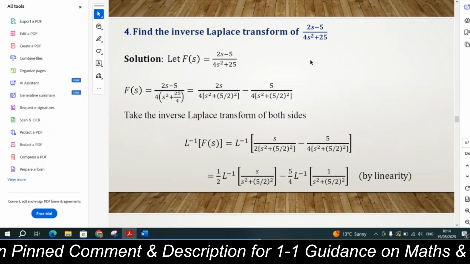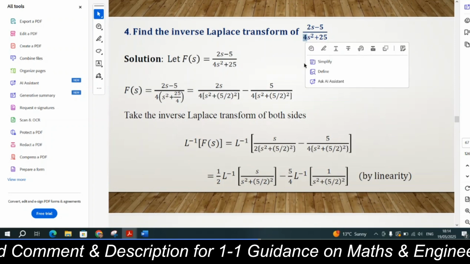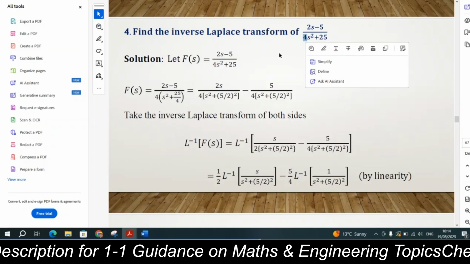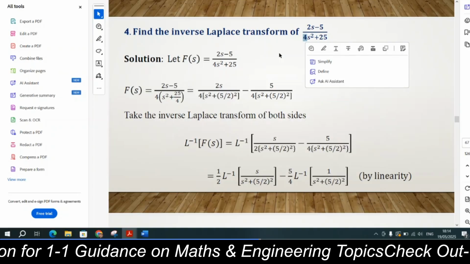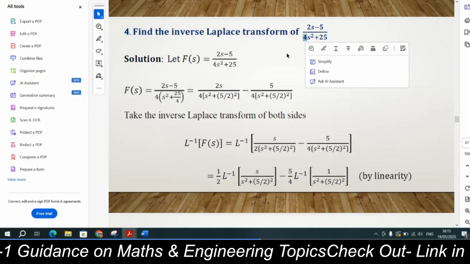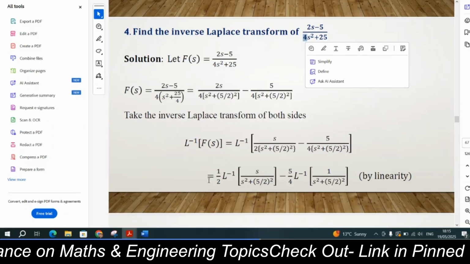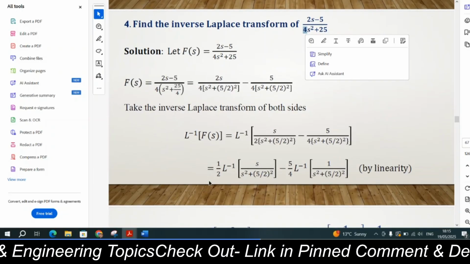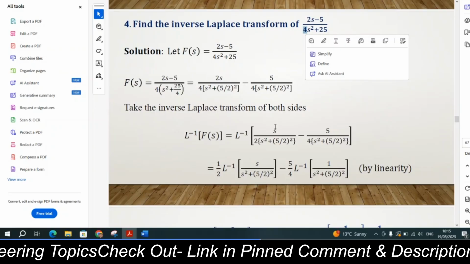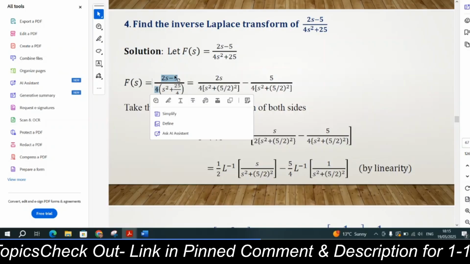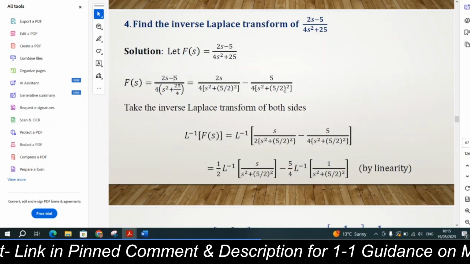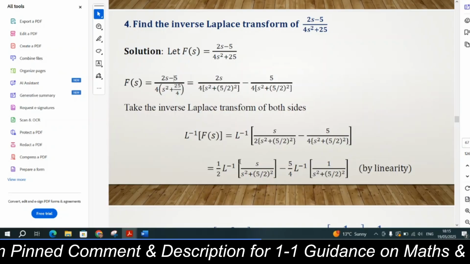Okay, shall we move on to the next one? Yes, sir. Inverse Laplace transform of (2s minus 5) upon (4s square plus 25). So far, in whatever problems we have done, we have seen that we do not have any coefficient on s square, which means we will have to remove the coefficient of s square before we can apply the inverse Laplace transform. And whatever we remove will come outside the inverse Laplace, so the constant will come out.